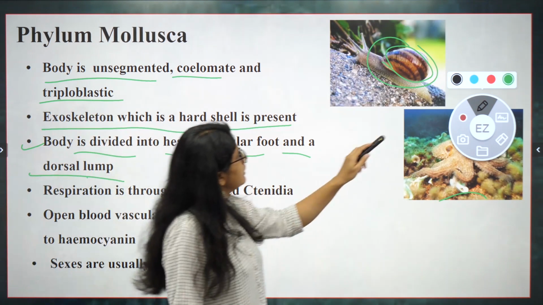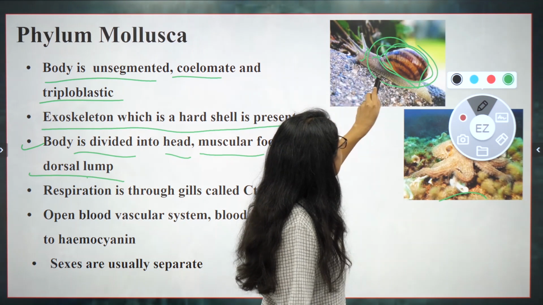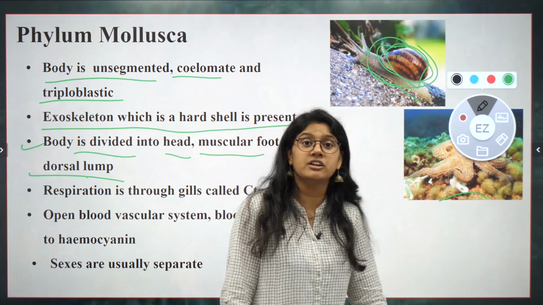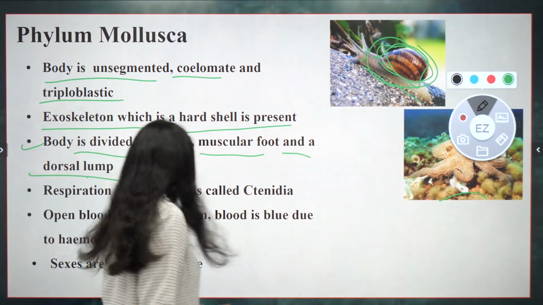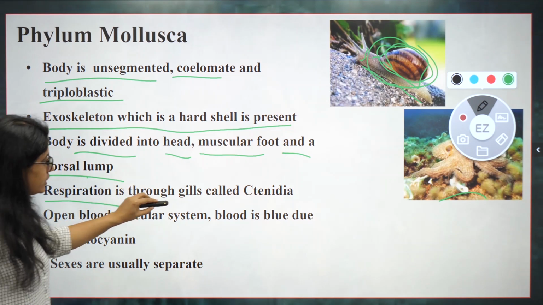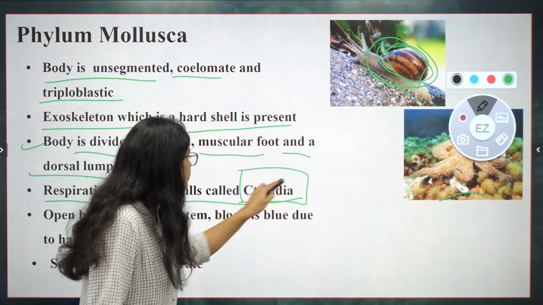So over here, this way, of course, we can see the head. This is a dorsal hump, and of course at the back they have the muscular foot. With the muscular foot they can actually easily move. Okay, respiration is through the gills. Call us the very important 1 marks question.